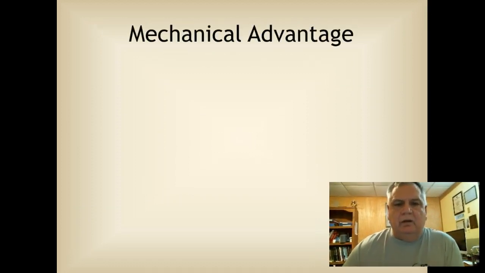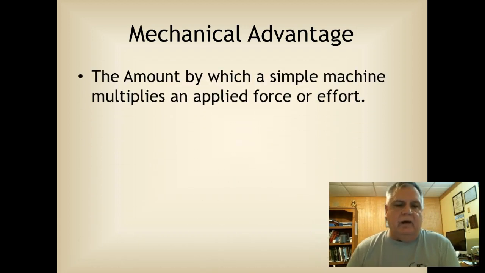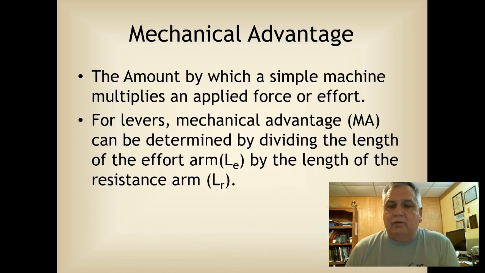All right, now, anytime we take a look at levers, the idea behind levers is that they're either going to, as we mentioned, reduce the amount of work that has to be done or increase the distance over which the load is going to be moved. This has to do with what we call mechanical advantage. So mechanical advantage is defined as the amount by which a simple machine multiplies an applied force or effort. For levers, the mechanical advantage, MA, can be determined by dividing the length of the effort arm, L sub E, by the length of the resistance arm, L sub R.